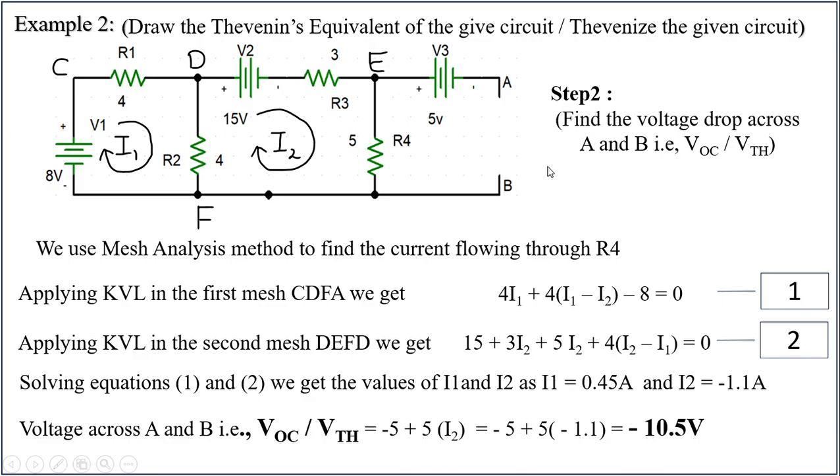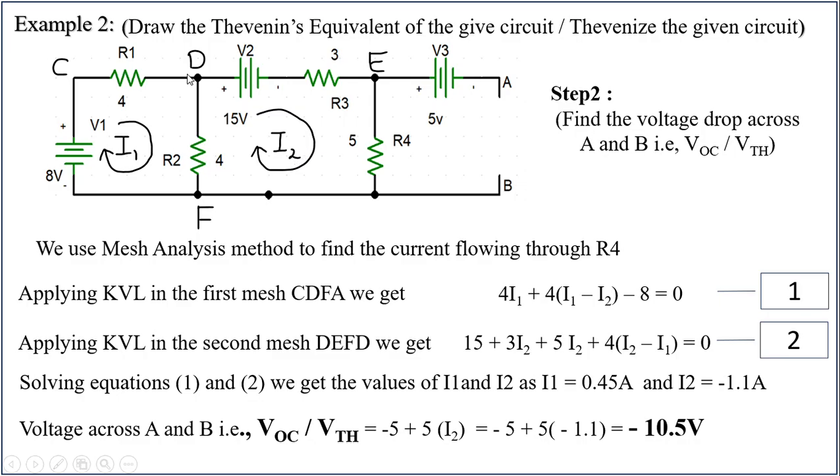Next step is finding the Thevenin's equivalent voltage or open circuit voltage. How much is the voltage drop across A and B? So that is VOC, right? In the previous problem, we noticed that there is only one mesh. But in this particular problem, there are two meshes available. We can't call this E, A, B, E a mesh. This is not a closed path at all. So how many closed paths are there? How many meshes are there?